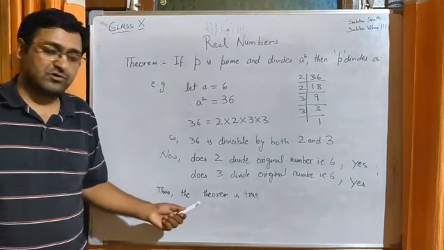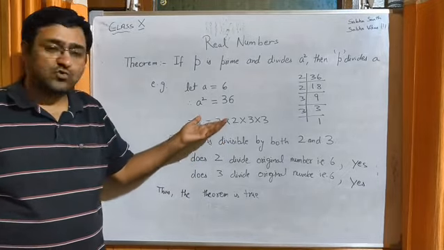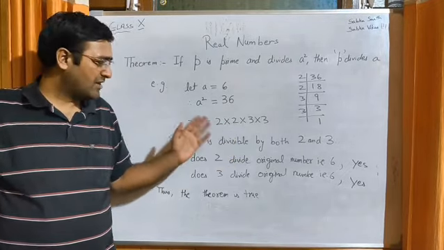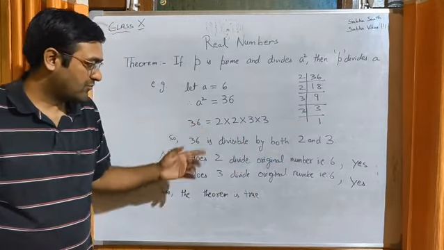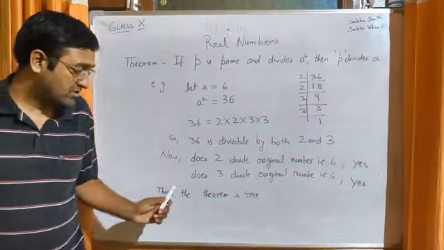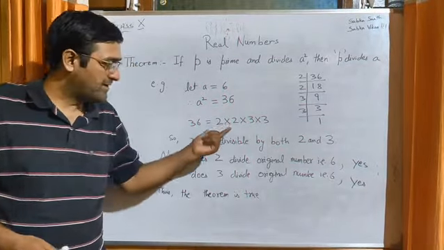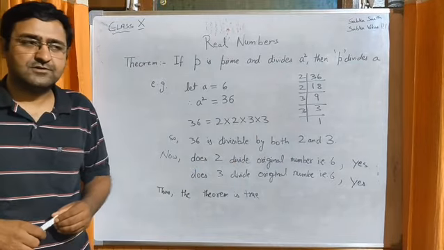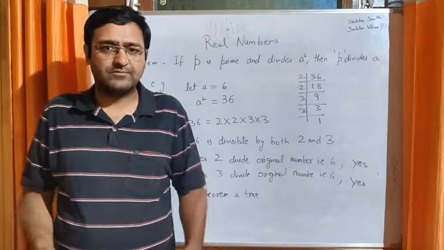Now this is because if we are taking a square of some number, we are actually repeating its prime factors only. So therefore it is true. When you are squaring a number, you are actually repeating its prime factors, so you cannot create a prime factor out of nowhere.